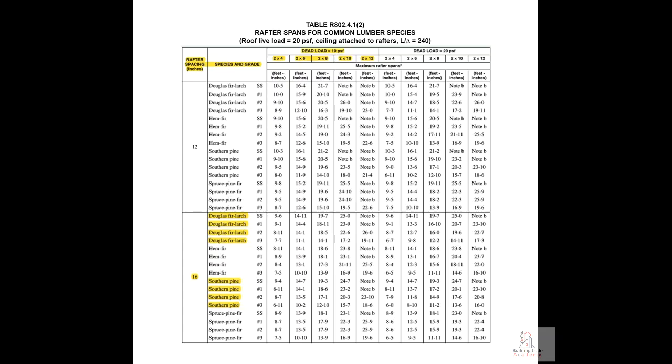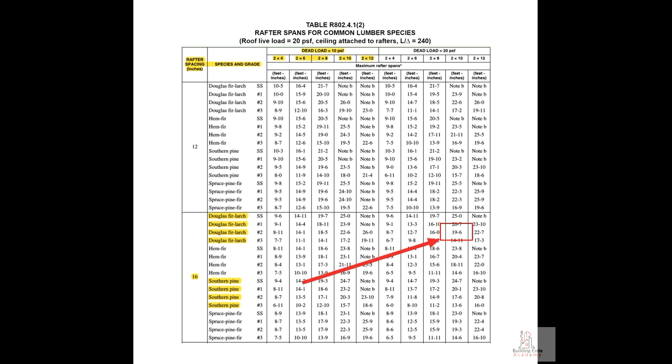Table R802.4.1.2. Rafter spans for common lumber species. Roof live load equals 20 psf, ceiling attached to rafters, L over delta equals 240.